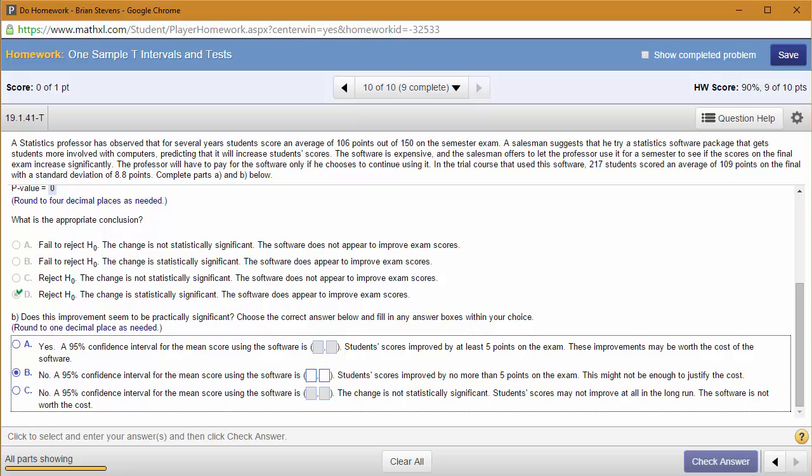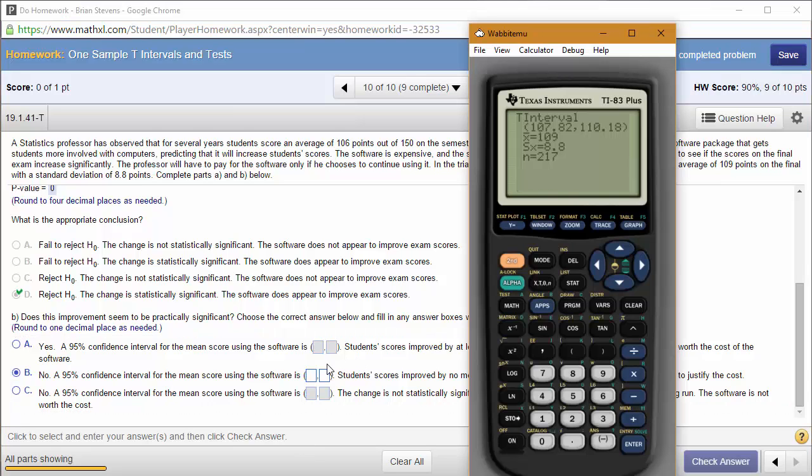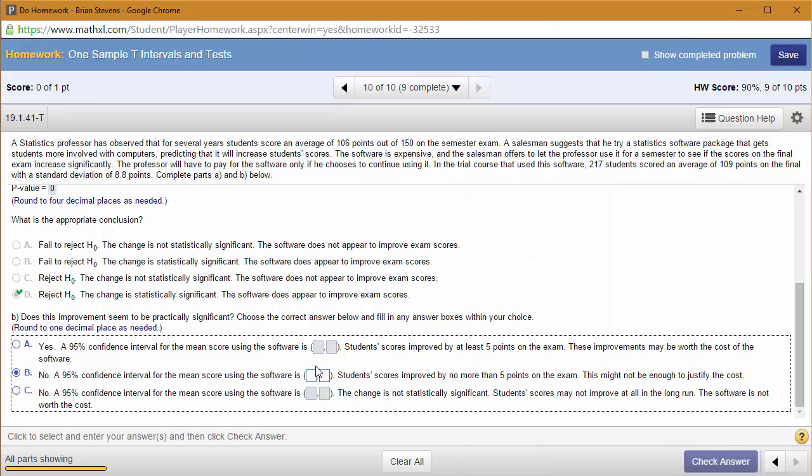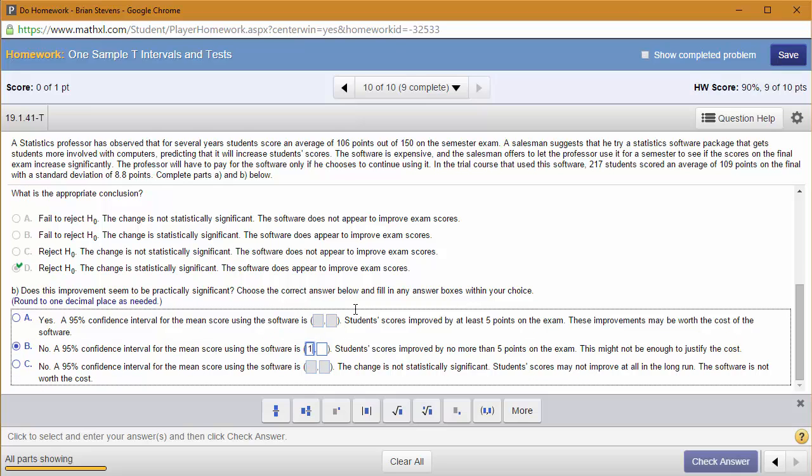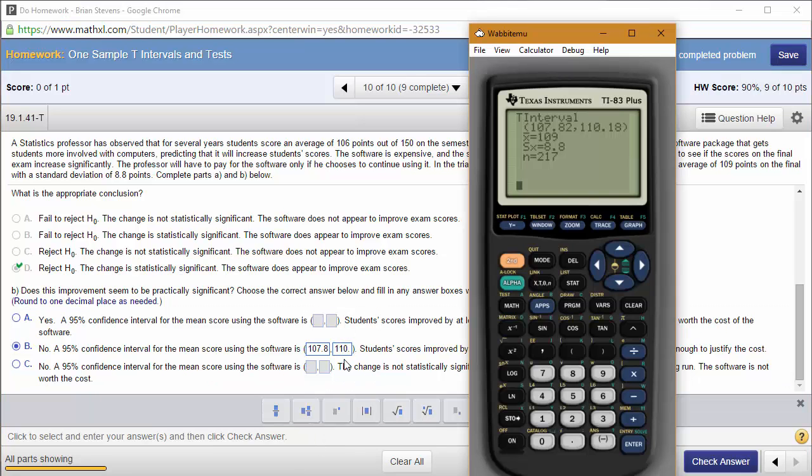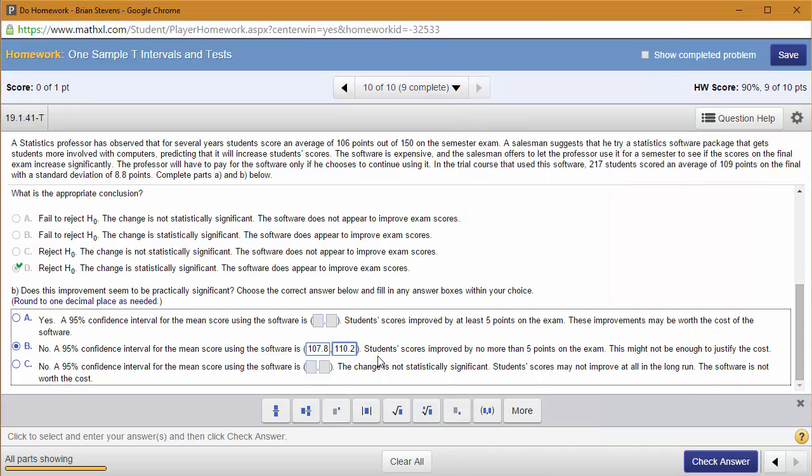So no, a 95% confidence interval only shows, or excuse me, shows that the true mean would be contained between 107.8 to 110.2. And this does not seem to be practically significant because as students, you know, the true mean after this software is just that they're getting 2 points higher. And I think it said it's a very pricey software. So we probably wouldn't want to do this right here.